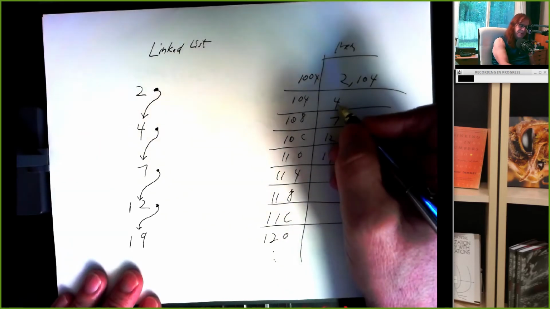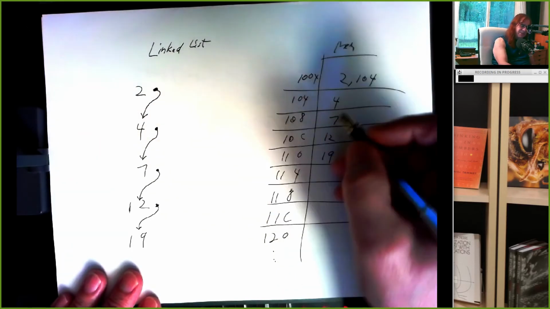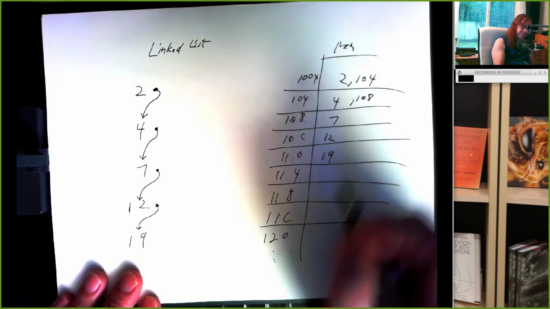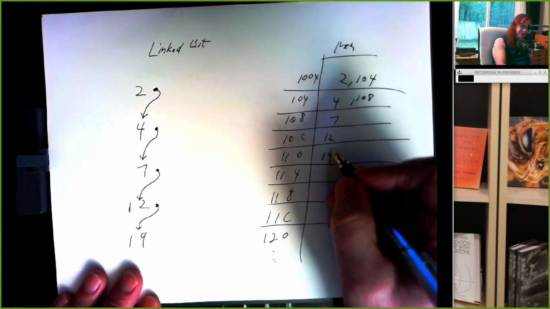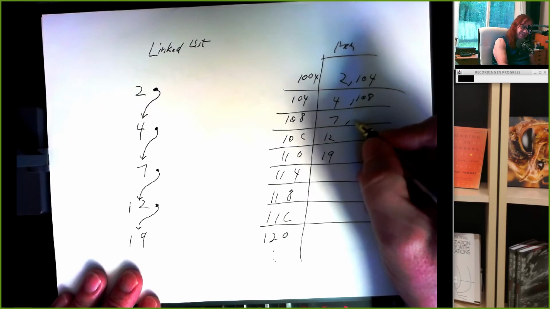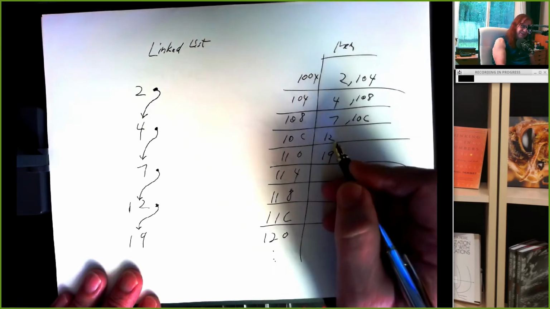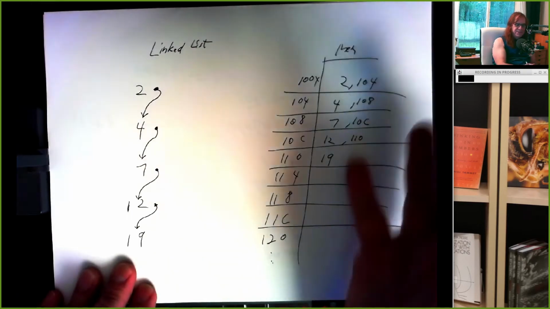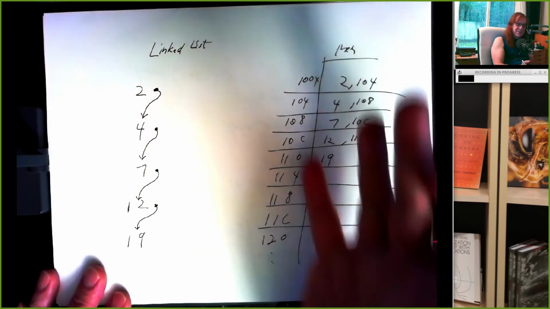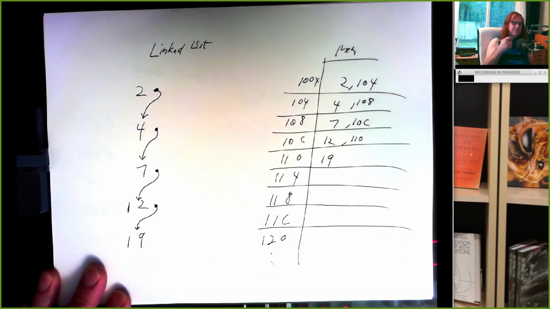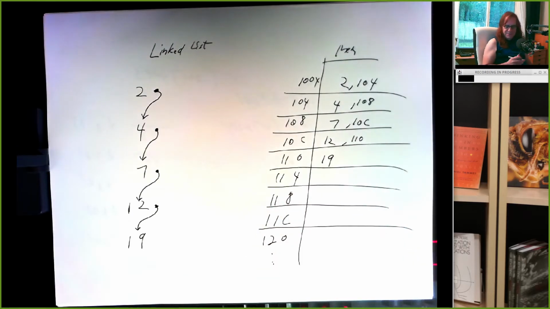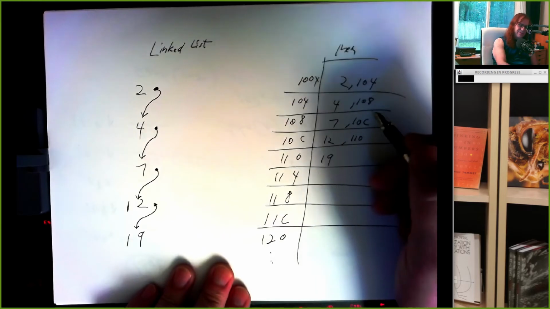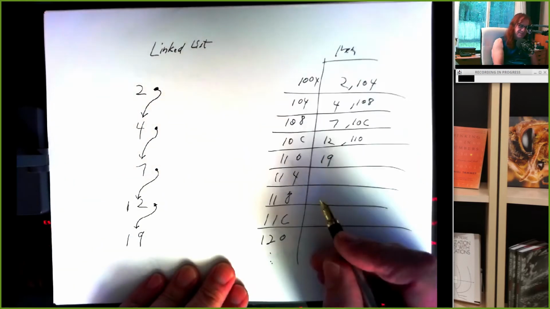So when I get to the 4, I'm going to say, hey, the next number is 7, that's at location 108, I'm going to store 108 here. And the number after 7 is 12, that's at location 10C. And the number after 12 is 19, that's stored at location 110. And these are hex numbers, that's why I've got C's in there and why I'm going by 4s. These are hexadecimal numbers. So if you're not still familiar with hexadecimal, go back and refresh that.